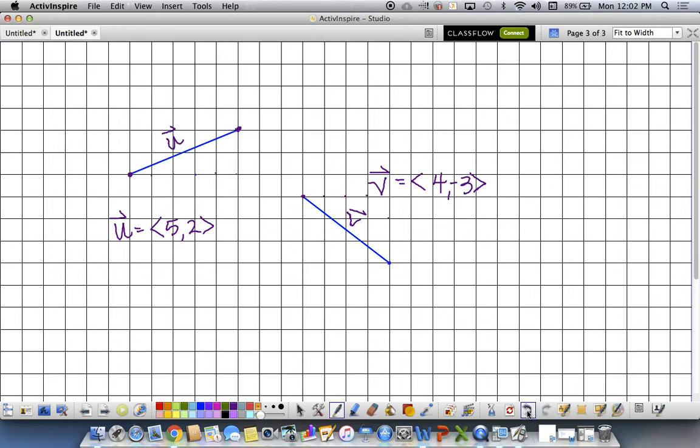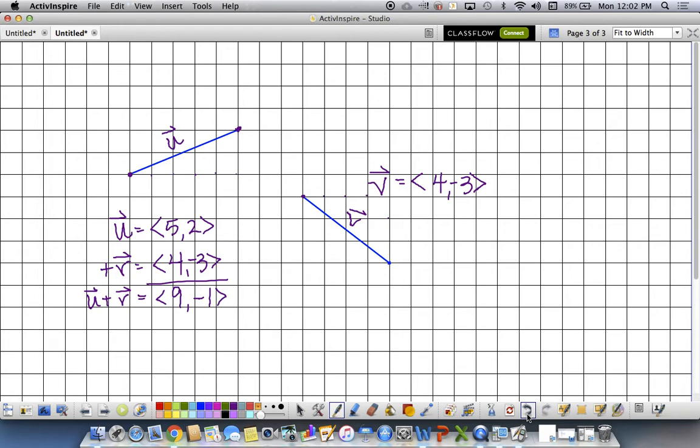Okay, and if I want to add my vectors, do you remember what we can do? We can simply add the components together. Okay? So if I add them together, 5 plus 4 is 9. 2 plus -3 is -1. So that is vector U plus vector V equals 9, -1.